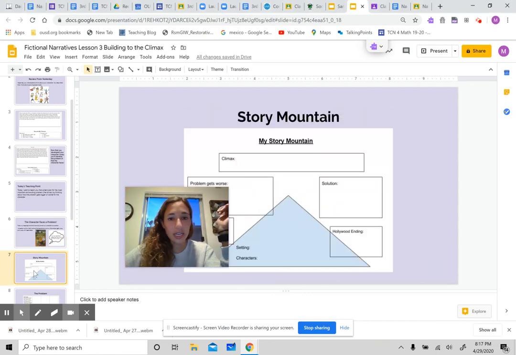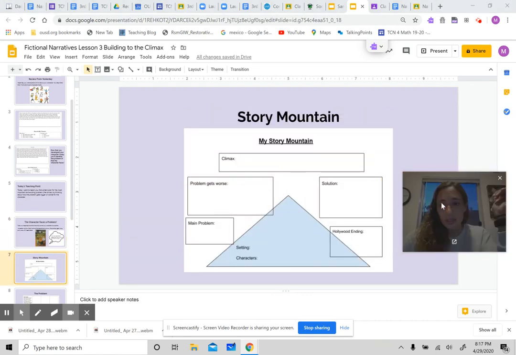So what that looks like on our story mountain is here in the beginning of the story, you might be introduced to the main problem. So it could be small at first, but then it might get bigger. So here's the main problem. And then throughout climbing up the story mountain, the character might face a bunch of little problems here and there. And then the problem's getting worse and worse and worse.